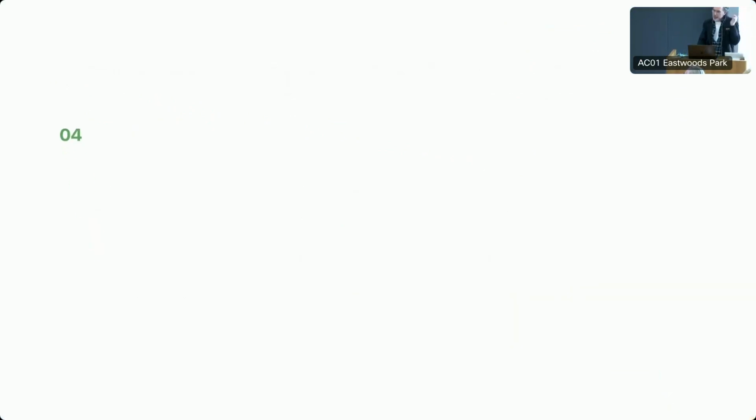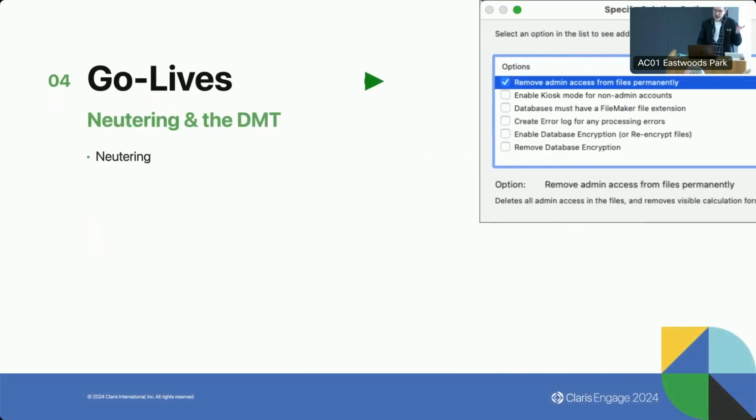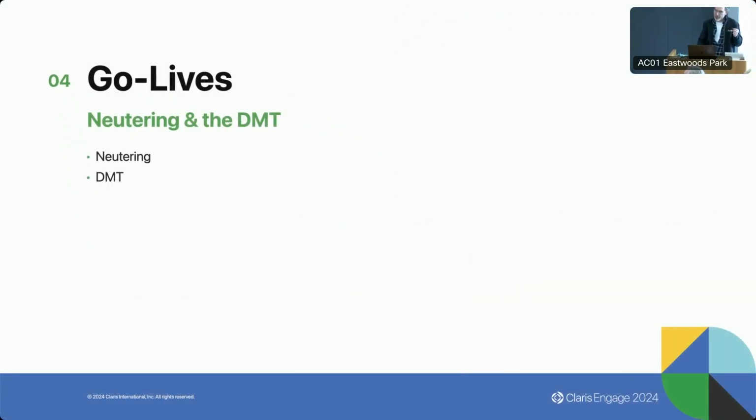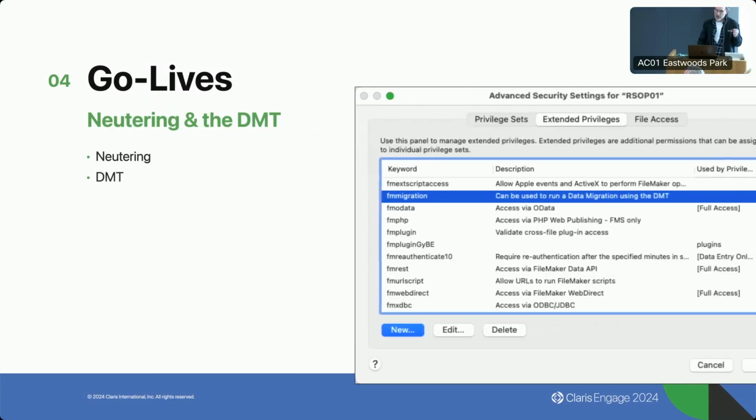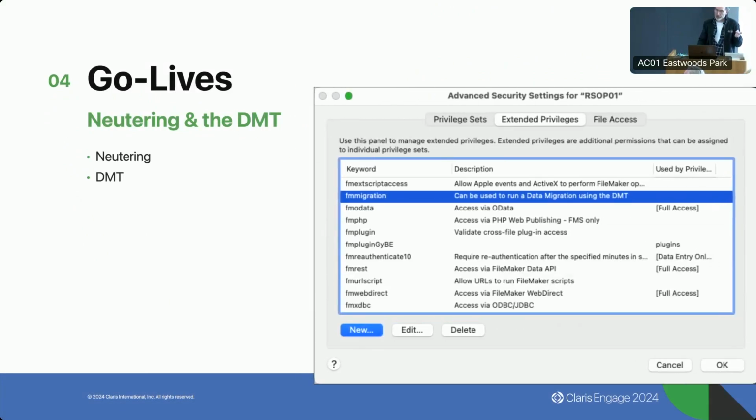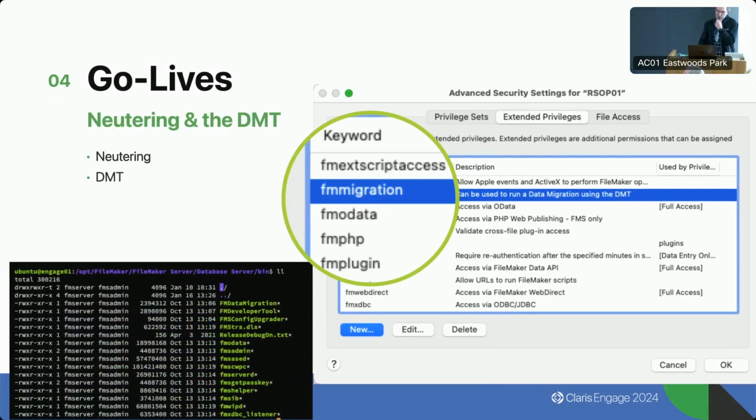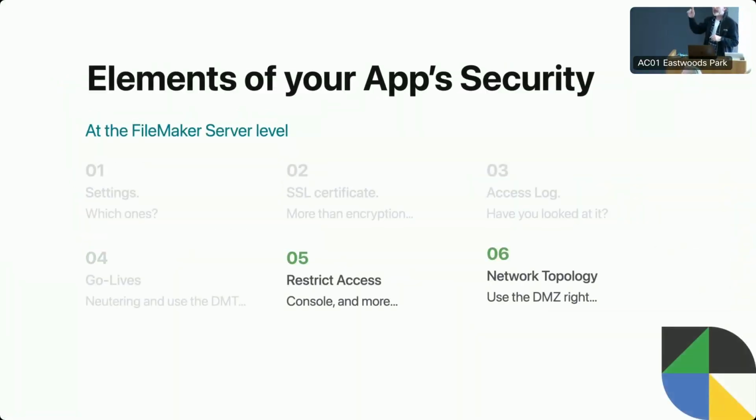I mentioned this briefly. If you neuter a file, like I said, you can use the data migration extended privilege to do that, right? And then on the server these days, anyway, I won't go back. You have the data migration tool built into the server these days, just like the developer tool by default comes with your FileMaker server. So these are great tools to automate those go lives, right? So you can automate it and keep it secure at the same time.